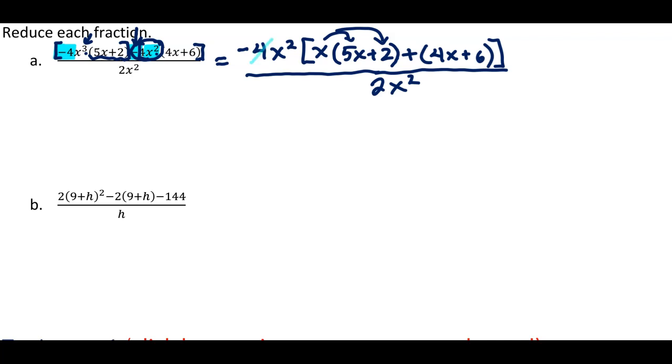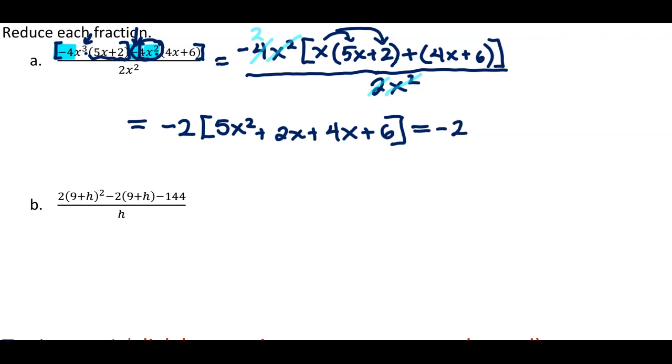I can cancel out a 2, top and bottom, and I can fully cancel out that x squared. So I'm actually going to end up with something that's not a fraction. So I'll have a negative 2, and then in the parentheses I see a 5x squared plus 2x plus 4x plus 6. And remember, canceling is a division. So when we divide and everything cancels out, we're left with a 1. So this is all over 1 now, which means we don't need to write it.